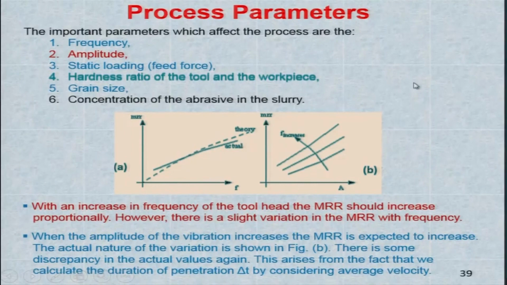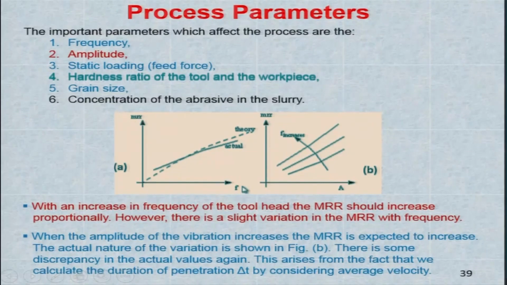And now the other process parameters in abrasive machining processes: the frequency, the amplitude, the static loading, which is the feed force, the hardness ratio of the tool and the workpiece, the grain size, the concentration of the abrasive in the slurry, and so on.